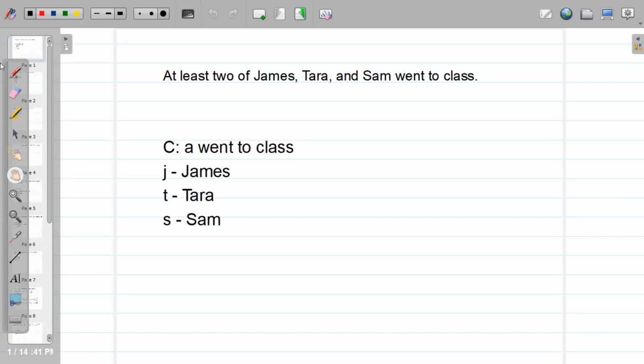So at least 2 of James, Tara, and Sam went to class. Okay, this is going to be something about people going to class. That seems clear. If we want to say that James went to class, that would be CJ. If I want to say Tara went to class, that's CT. And if I want to say Sam went to class, that's CS, right?